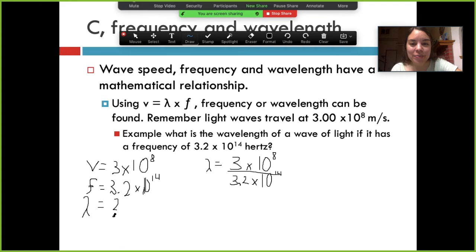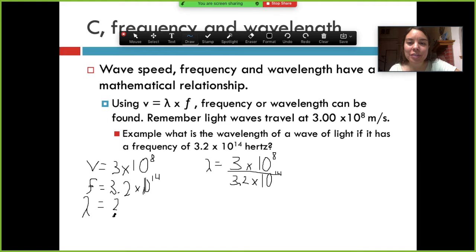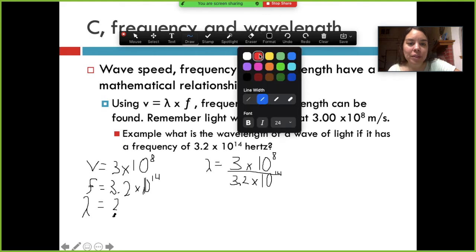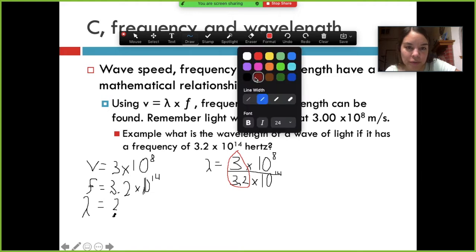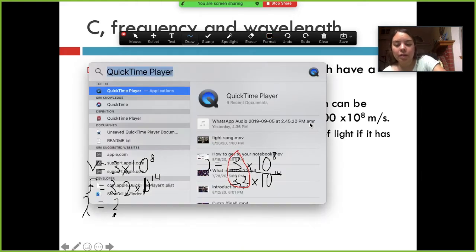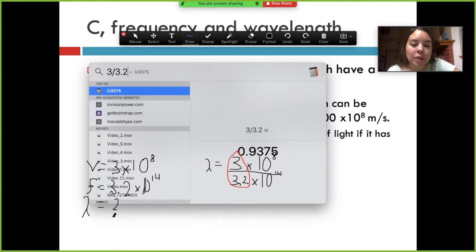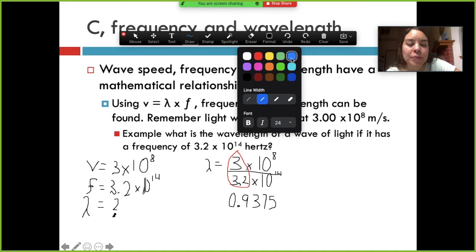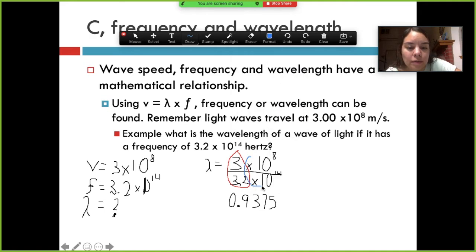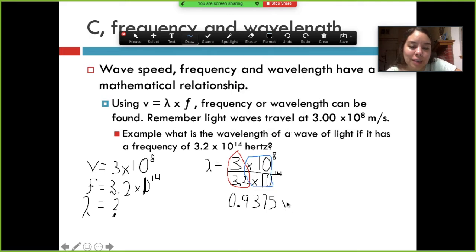So what I'm going to do instead is just be lazy and figure out another way to do it. So let me show you the way I do it, because I am just a scaredy cat. So I'm going to get these numbers first, and I'm going to divide those first. Okay? So first thing, 3 divided by 3.2. And that's going to be 0.9375. Next up, I am going to copy the times 10.